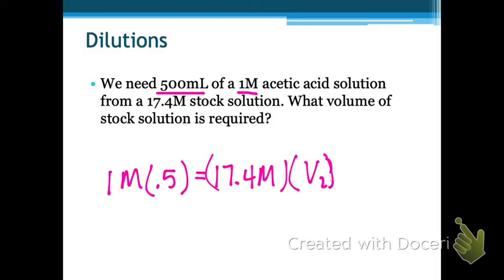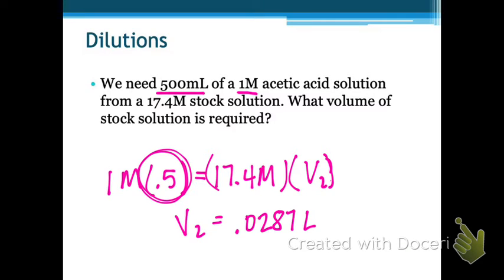Okay, so I'm going to take 1 times 0.5 divided by 17.4, and I would get a volume equal to 0.0287 liters, because I put this one into liters. And if I wanted to go back and match my original and really compare with that, I would say I need 28.7 milliliters of my stock solution.